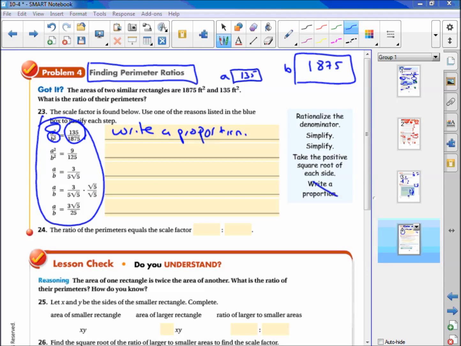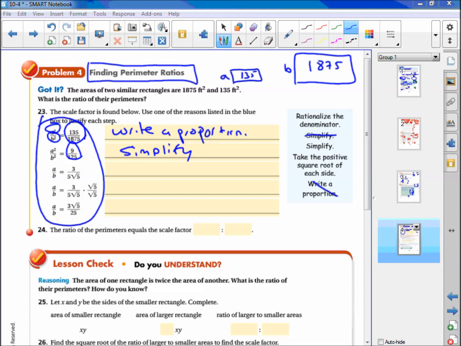All right, so then they reduced the fraction that's on the left there. So 135 over 1875 reduces to 9 over 125. So they simplify the fraction. So that's a simplify. All right, and then let's see, what did they do on the next step?